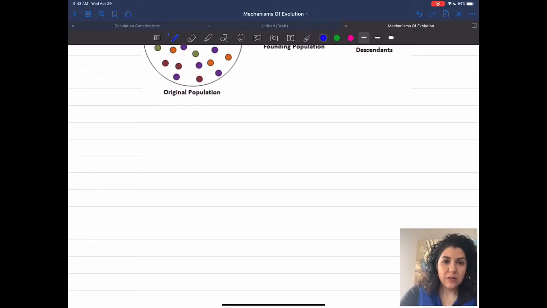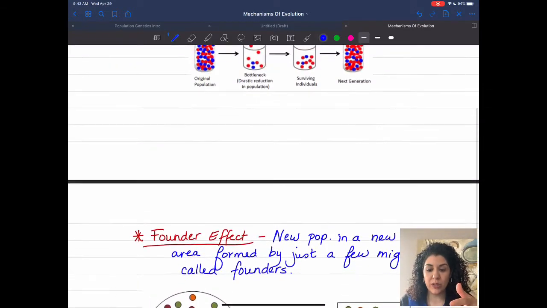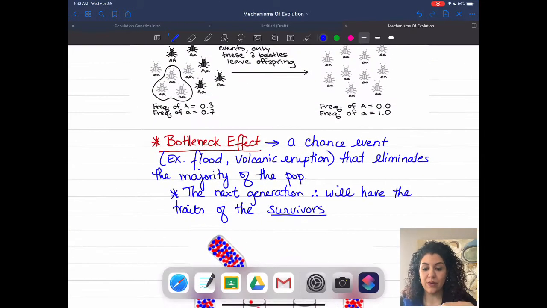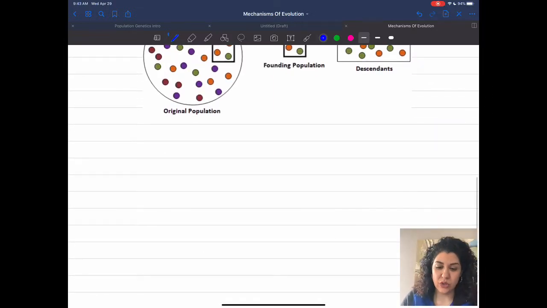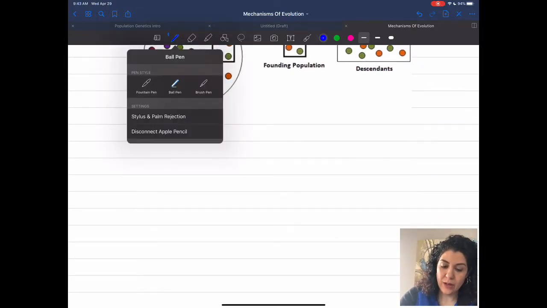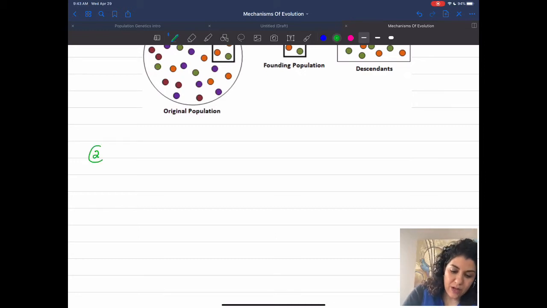So the next factor that we're going to be looking at, so that was how does having a large population prevent evolution from happening. So if you have a smaller population, things like the bottleneck effect, things like the founder effect can take place and cause evolution to happen in a population. Okay. The second factor that we're going to be talking about is non-random mating.